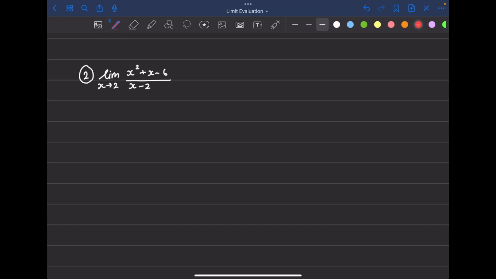Okay, question number 2. This one's going to be a tiny bit more difficult, but let's try what we did in the previous question. Let's try plugging in 2. This will give us 2 squared plus 2 minus 6 over 2 minus 2. If you actually evaluate this, 2 to the power of 2 is 4, plus 2 is 6, 6 minus 6 is 0, and then 2 minus 2 is also 0. This already is invalid because first off, you cannot divide any number by 0. In math, this is just wrong.